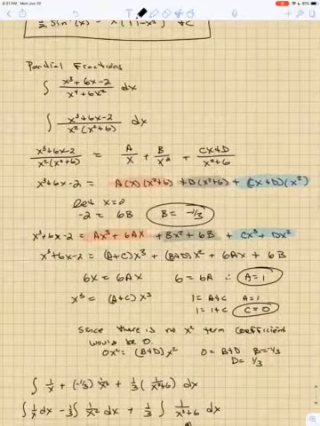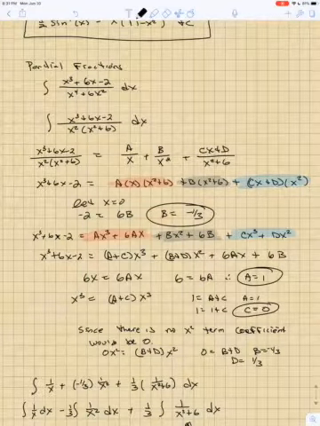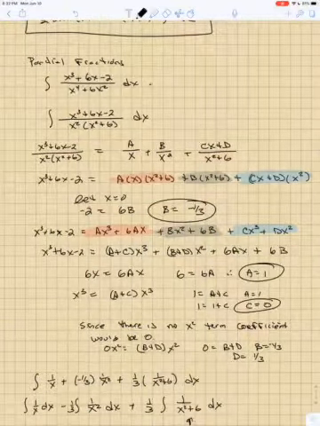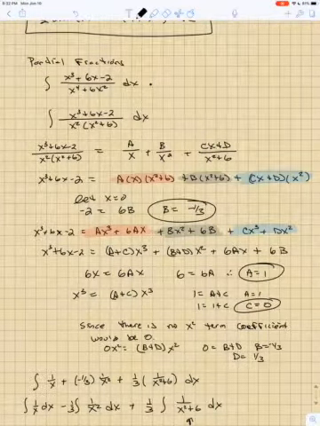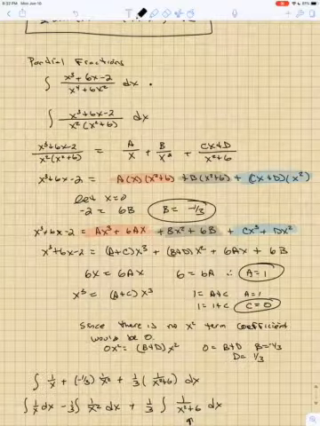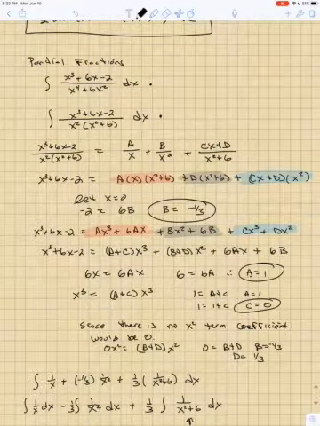The last problem, I made a more detailed partial fractions problem. It's x cubed plus 6x minus 2 all over x to the fourth plus 6x squared dx. What you have to realize is that I can factor the denominator and pull x squared out, the GCF, so that gives me x squared times the quantity x squared plus 6.